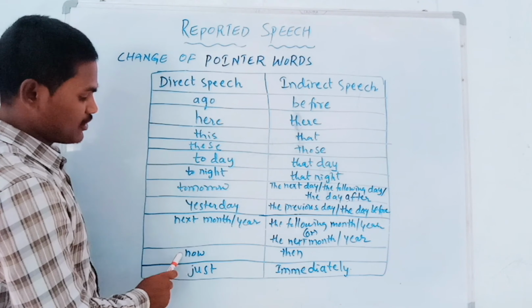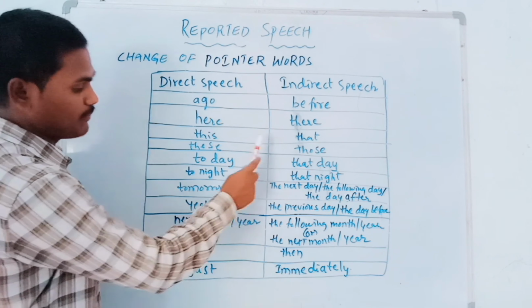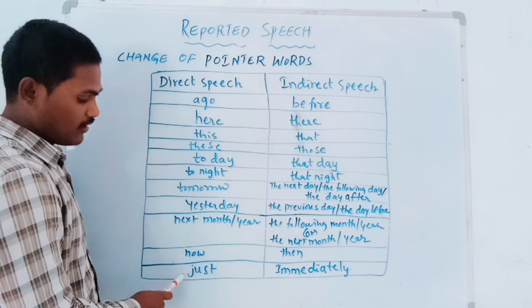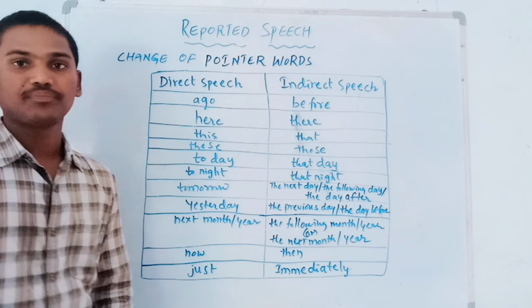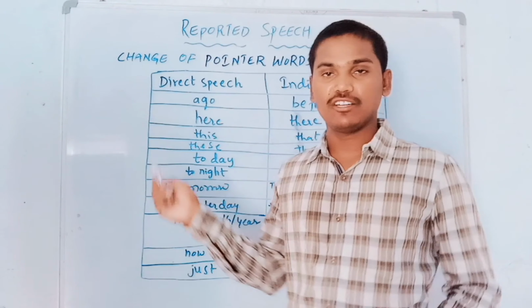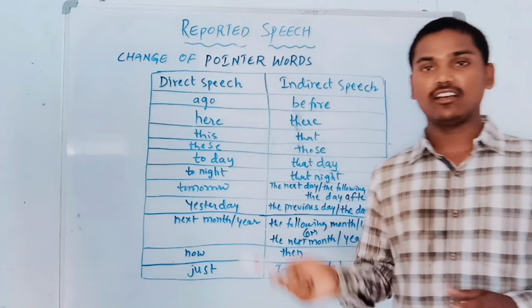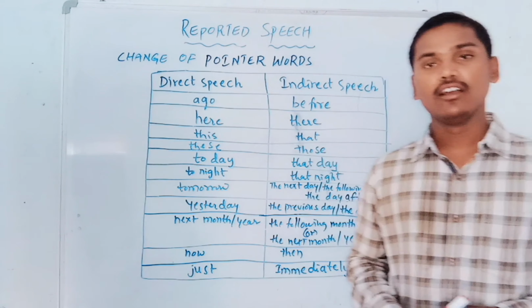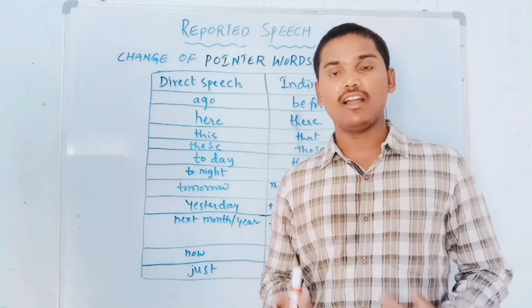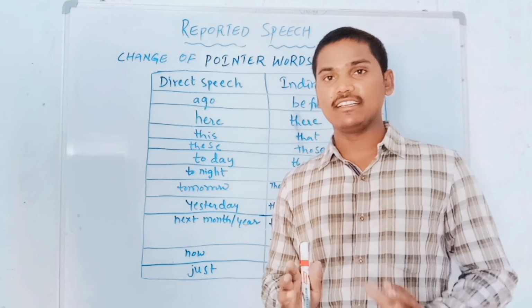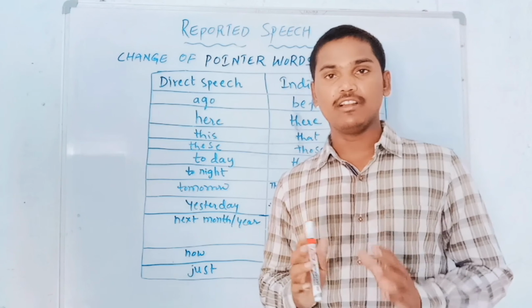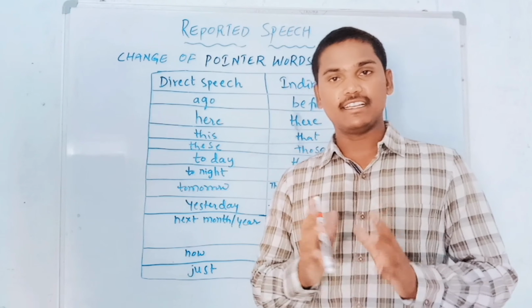In direct speech, now becomes then, or just becomes immediately, in indirect speech. So these are the pointer words and how they change from direct to indirect speech. This table is also very important. Please note down every table and learn the rules, and in the next video I will teach you with examples.